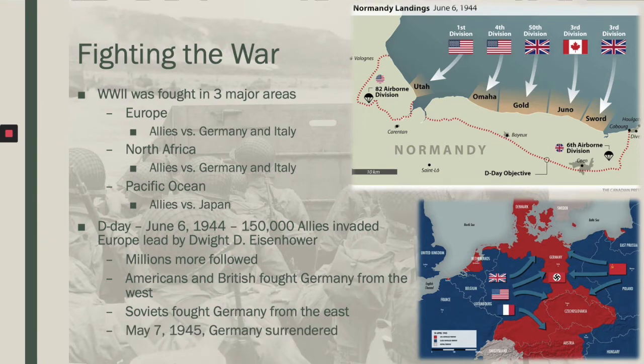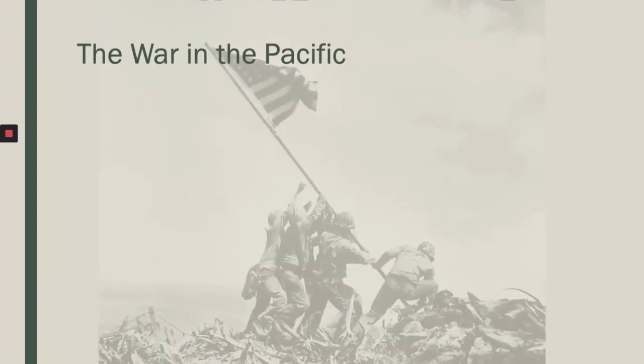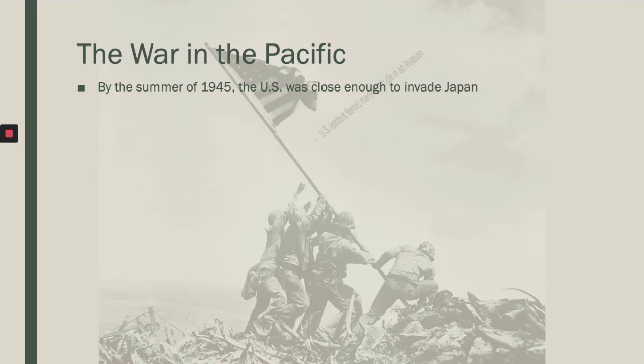On May 7th, 1945, after lots of fighting, eventually Germany was forced to surrender to the Allied powers. Now, there's still a war in the Pacific with Japan. By the summer of 1945, America was close enough that we could invade Japan. There were lots of small battles on a bunch of tiny islands out in the Pacific Ocean.